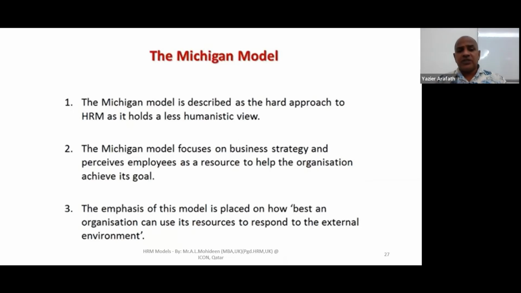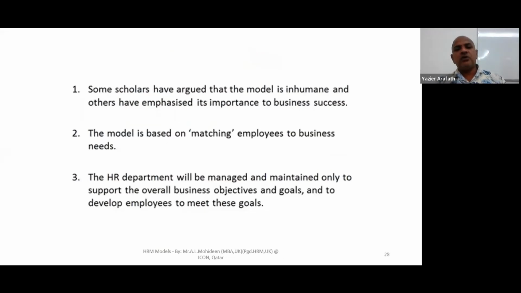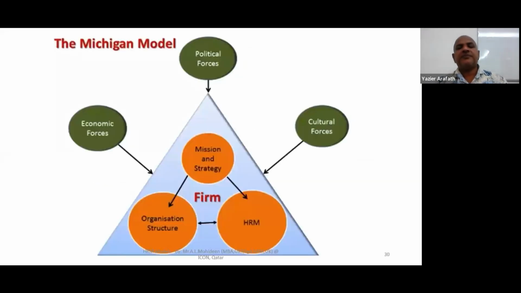Michigan model. This is another model. If you go to the Michigan model, what he talks about is how HR should function. Everybody brings small changes and a different view of how HR should function. So this is also one of the models.